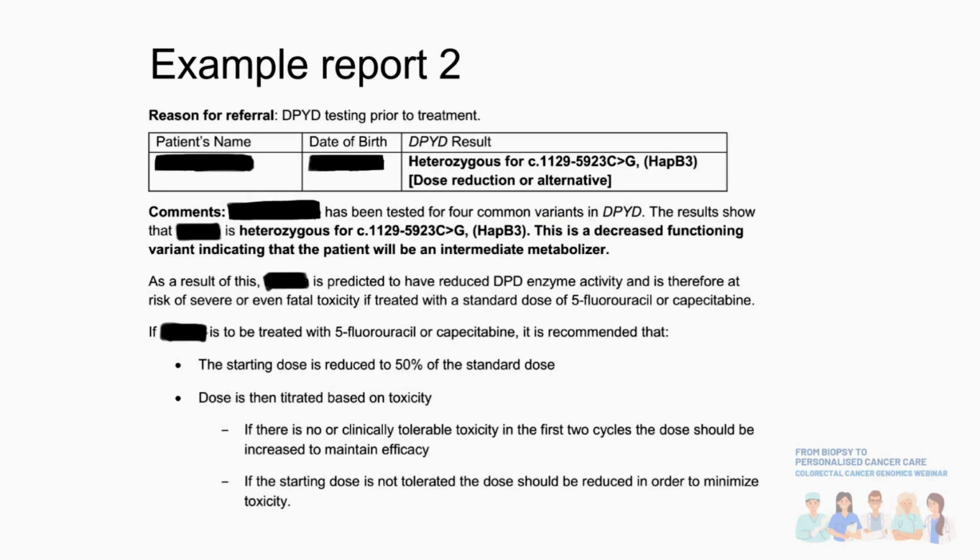Our second example is a patient where it's been identified that they do have a variant in the DPYD gene, and you can see that then that variant is described, and there's a statement in bold describing that the patient would be expected to have a decreased functioning variant and would be an intermediate metabolizer, so they won't have lost all of their ability to clear the 5-FU drug, but it will be impaired.